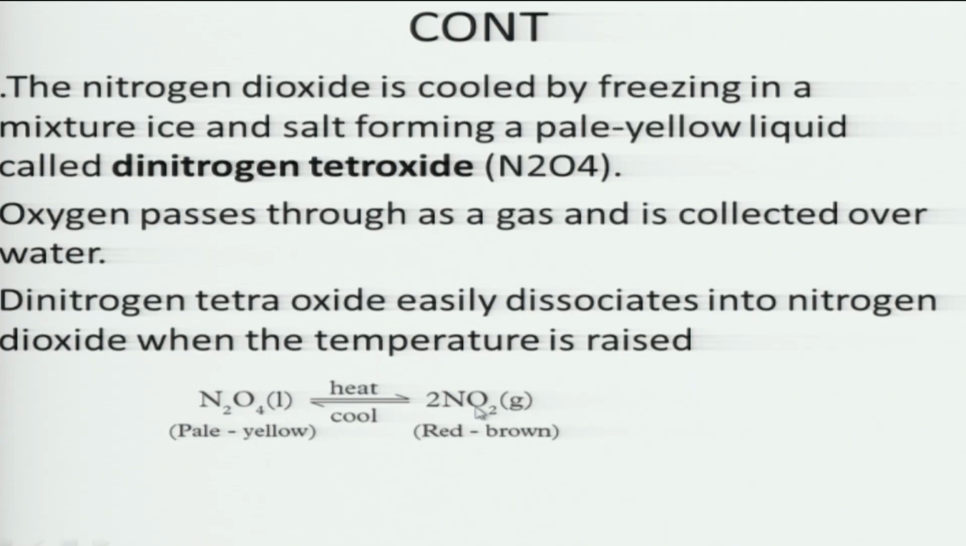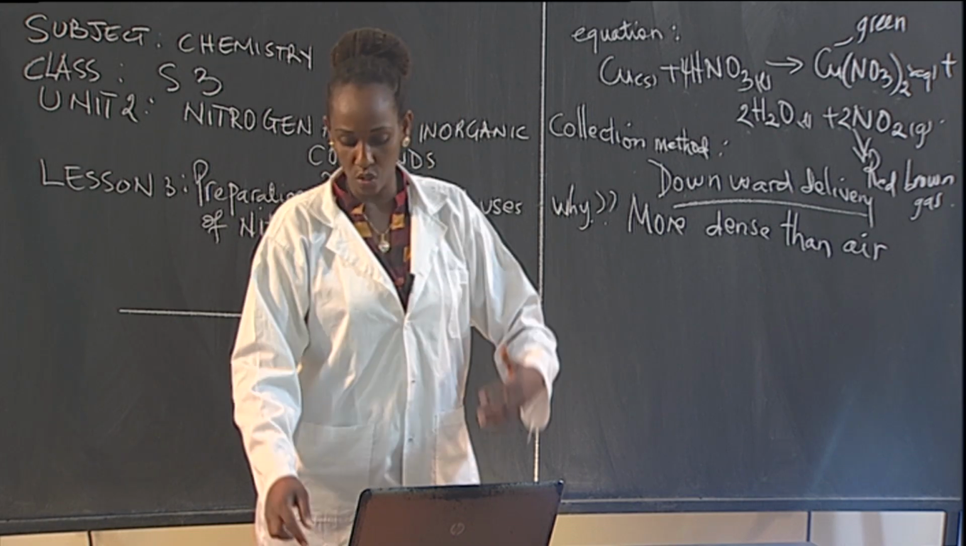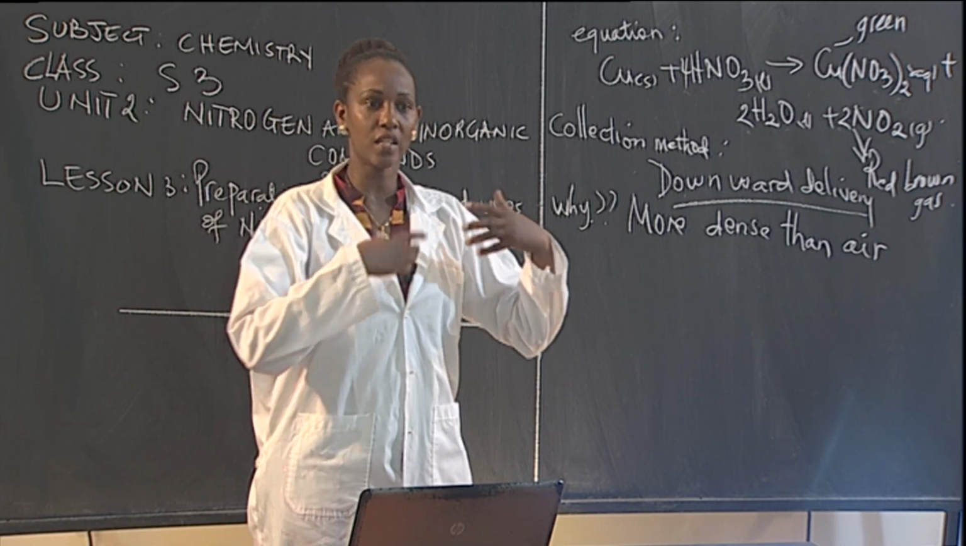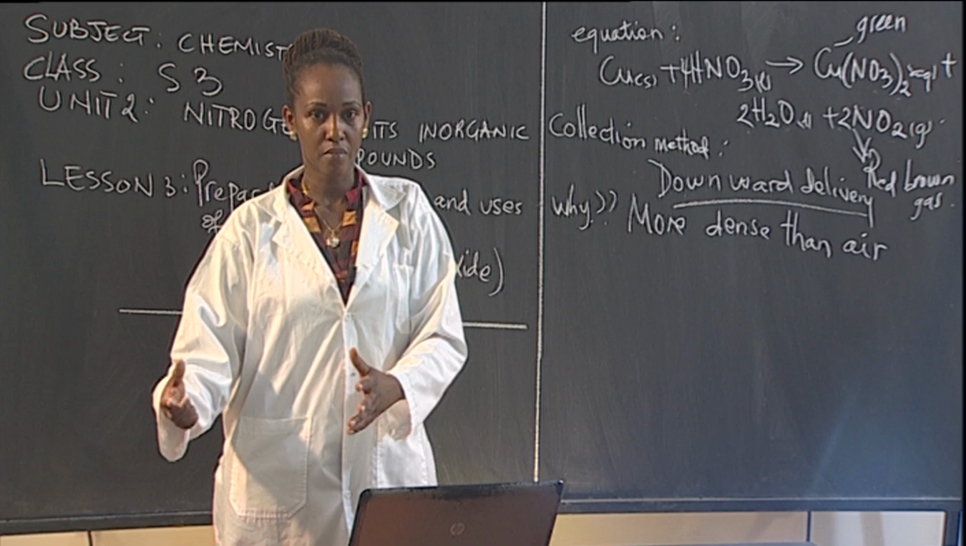So the way these two gases form, I emphasize this: when you decompose lead(II) nitrate, you give lead oxide, nitrogen dioxide, and oxygen gas. You see, there are two gases that have been formed, all right? So how do we separate them?